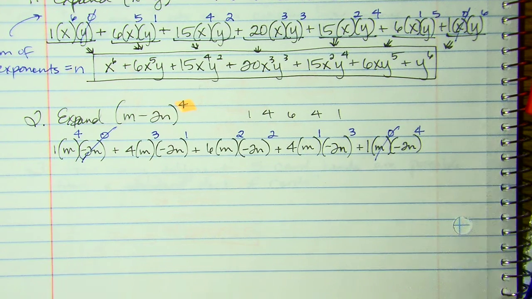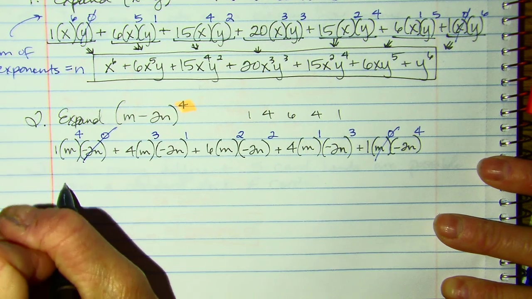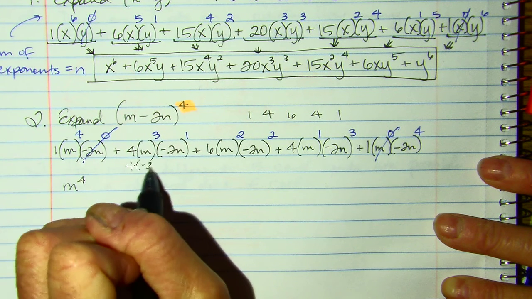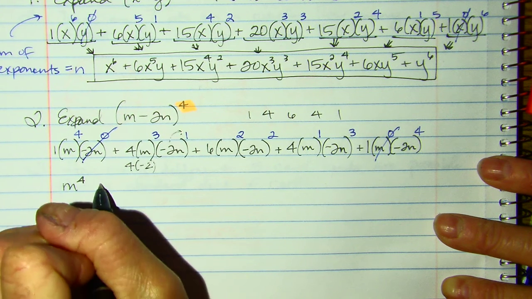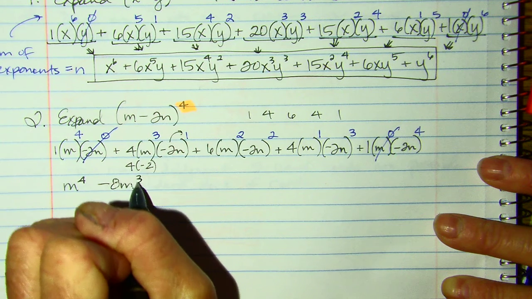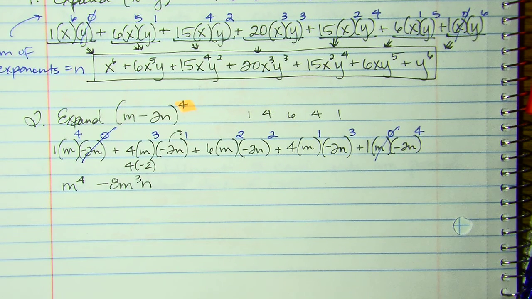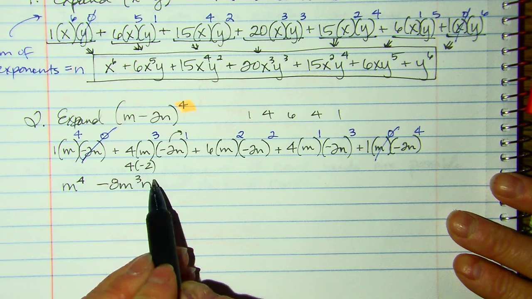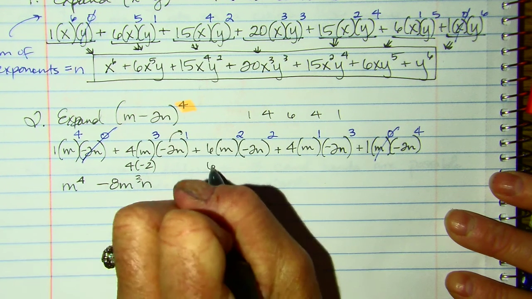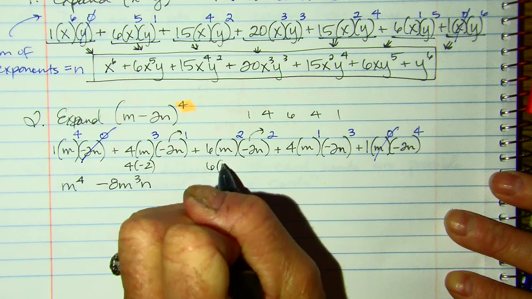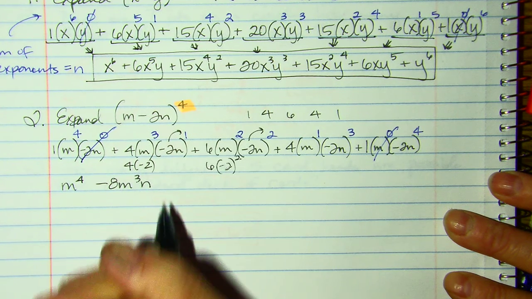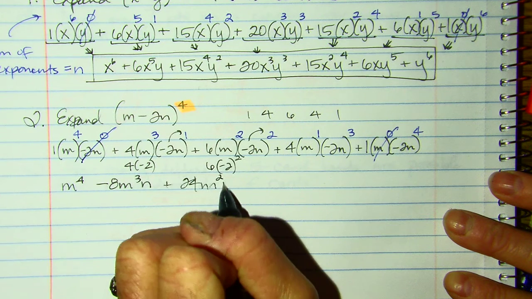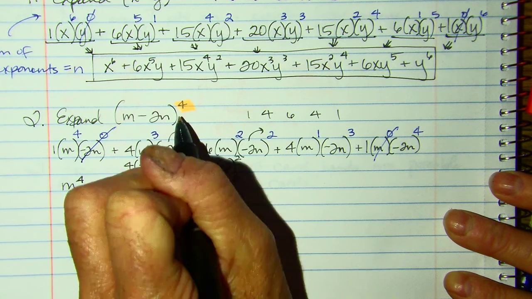So this first term is just 1 times m to the 4th. But this next term is 4 times negative 2 to the 1st, so I get negative 8m cubed n. Remember, the sum of our exponents has to equal n. So 3 plus 1 is 4. Next one, this is 6 times negative 2 squared, which is 4. So 6 times 4 is 24 m squared, which means n has to be squared because 2 plus 2 is 4.